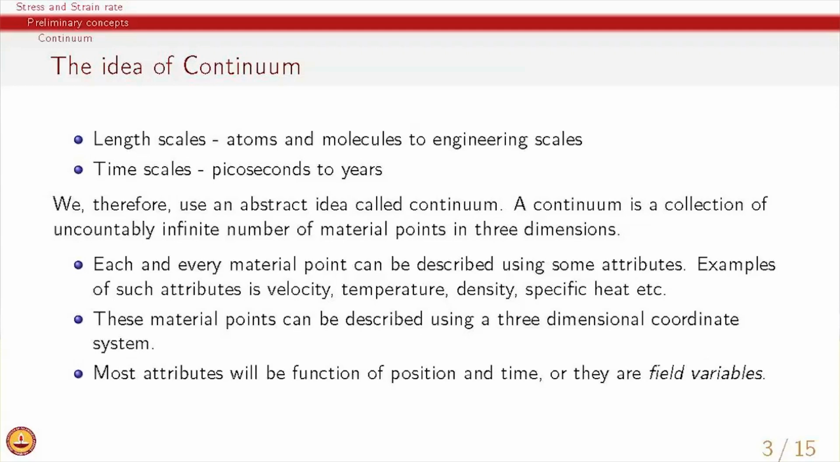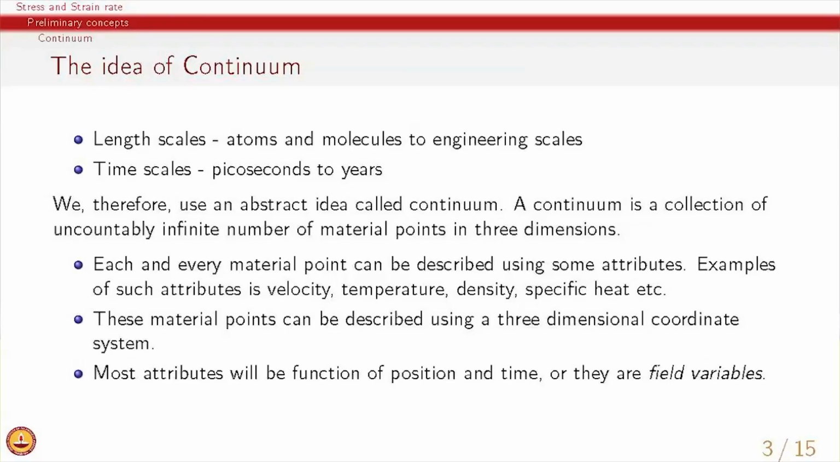And quite often the length scale, as I said, would be of interest maybe from micron meter all the way to meters and kilometers, and similarly time scales that may be of interest maybe from some hundreds of microseconds all the way till years. So, therefore, the material point and continuum effectively capture many processes that happen at atom and molecular scale, which are at small length scales as well as very short time scales.